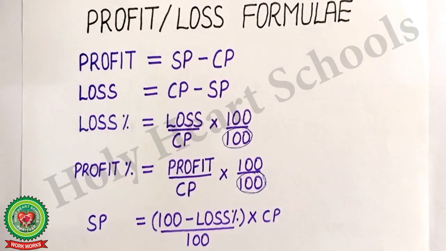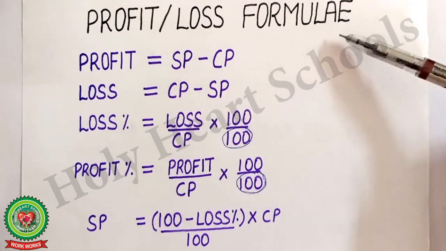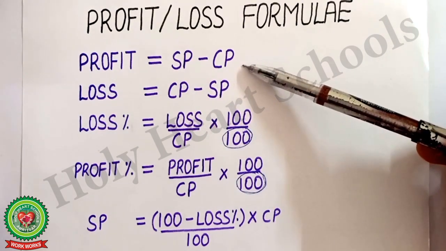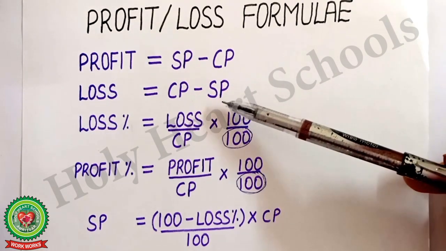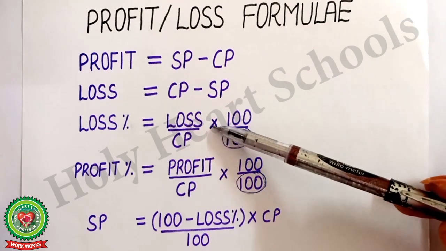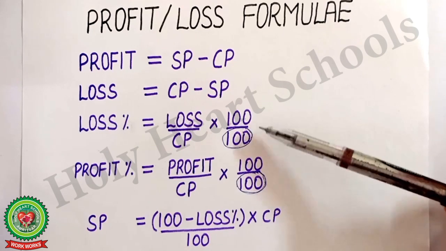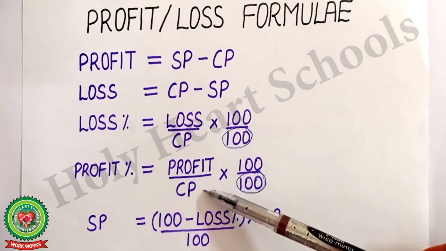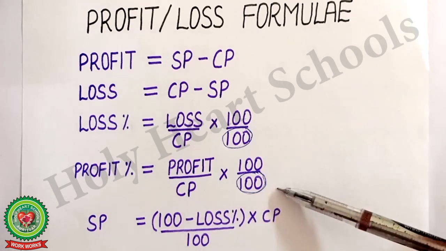Before starting examples related to problems based on quadratic equations, we will first discuss the profit and loss formulas that you have already done in junior classes. Profit is selling price minus cost price. Loss is cost price minus selling price. Loss percent is equal to loss upon cost price into 100. Profit percent is equal to profit upon cost price into 100.